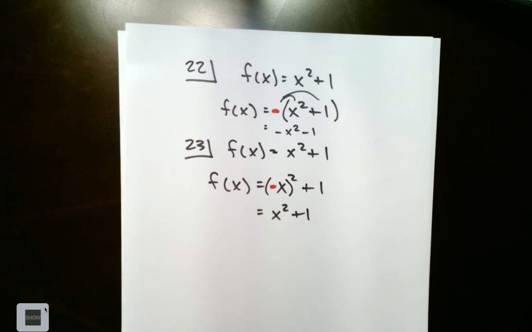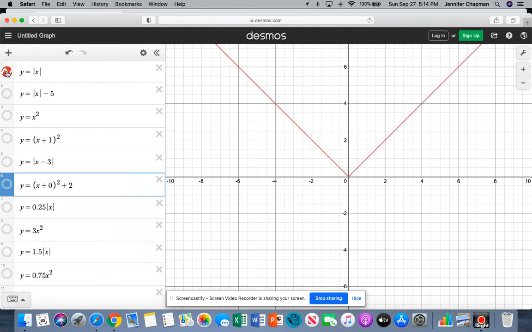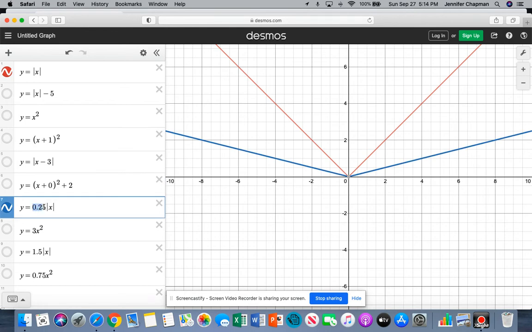So for 24, I went ahead and preloaded these into Desmos. So let's go over here. My parent function is absolute value of x. How do I know that? Because this function that I just clicked on has an absolute value of x in it. So I know that has to be the parent function because this is what I'm doing to it to make it the child function.